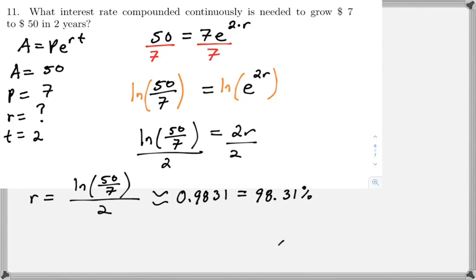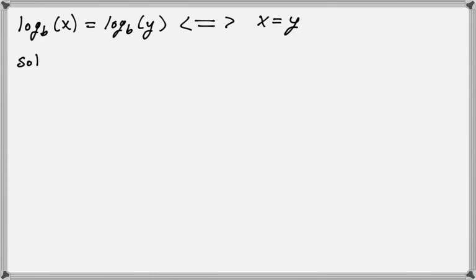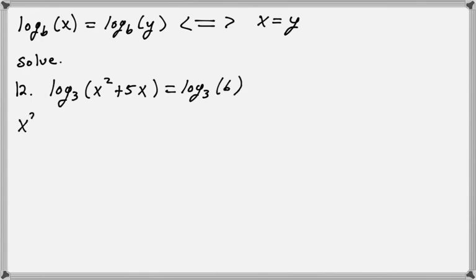All right, last thing, just a little review of the one-to-one property for logarithms. So log base b of x is equal to log base b of y if and only if x is equal to y. Okay, so we're going to go ahead and solve. Log base 3 of x squared plus 5x is equal to log base 3 of 6. So we have equal bases, equal arguments here. So x squared plus 5x is equal to 6.